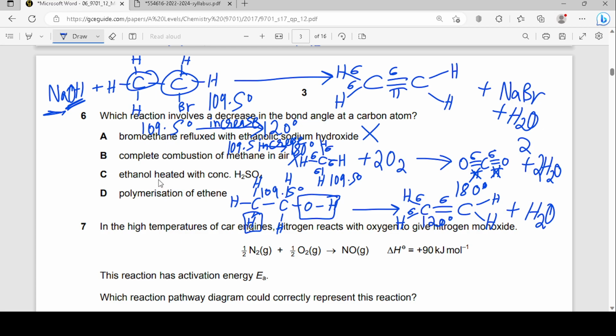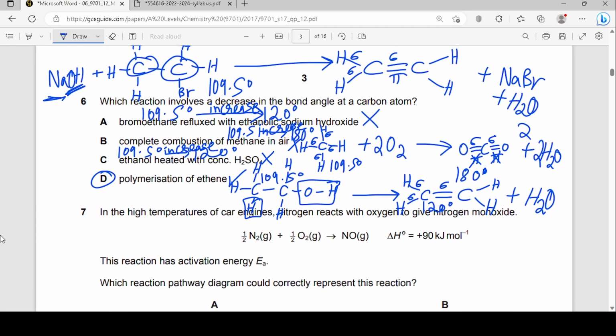And so 109.5 degrees to 120 degrees is again an increase in bond angle, not a decrease. So C cannot be the answer. Therefore, since A, B, and C are all wrong, D must be the answer. But again, we should confirm it by drawing it.